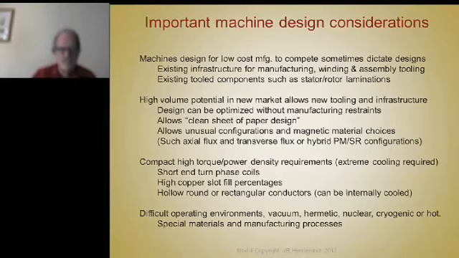So some extreme cooling methods are required for high torque densities. Then, of course, we all know about the operating environments: hermetic, vacuum, nuclear, cryogenic, and extremely hot environments. You have to deal with those and use special materials. Sometimes that limits the type of motor you can use. Maybe a switched reluctance motor is an excellent motor to use for a real high temperature application at 750 degrees Fahrenheit or something like that. Might be a good choice for that.